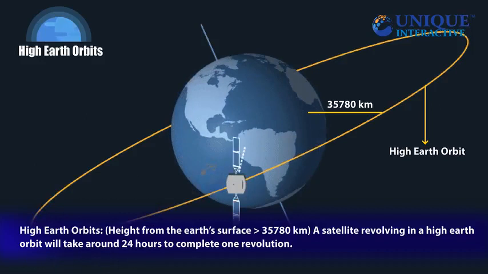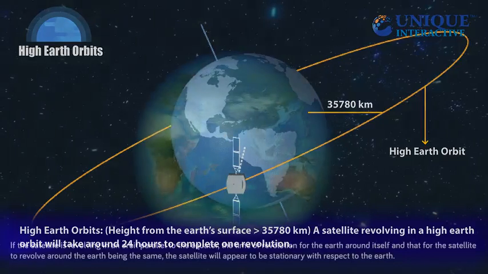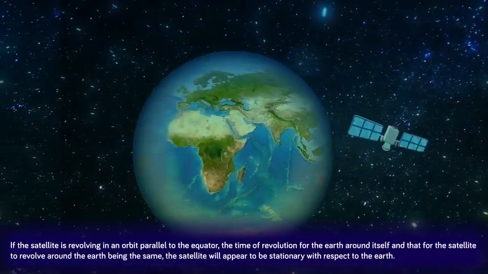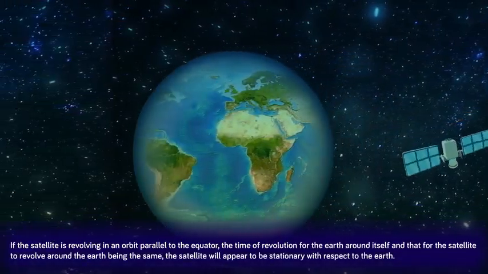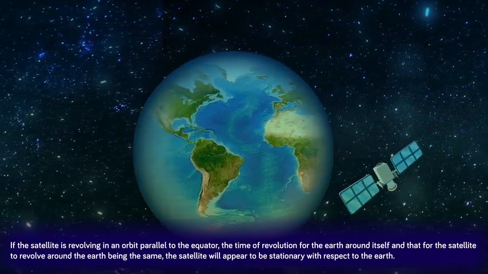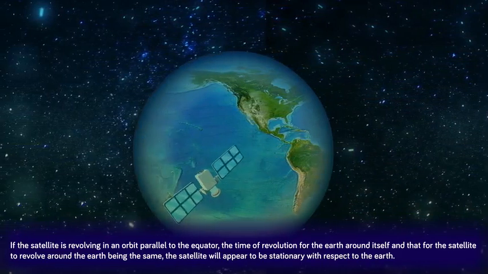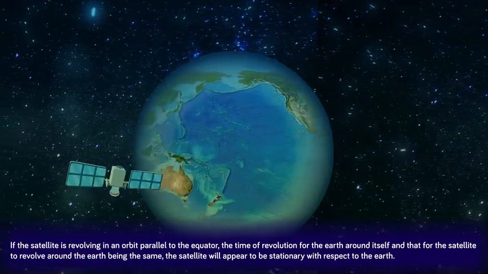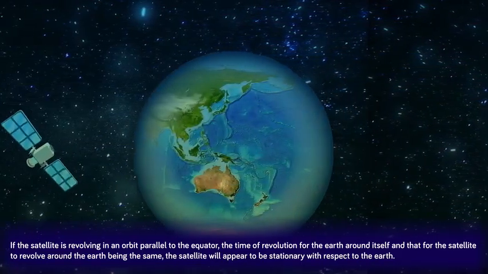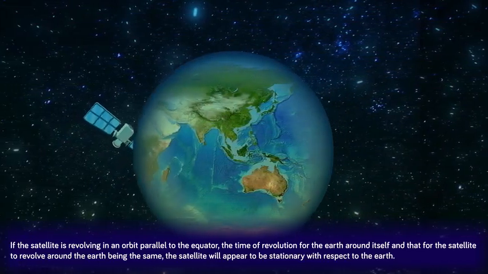A satellite revolving in a high Earth orbit will take around 24 hours to complete one revolution. If the satellite is revolving in an orbit parallel to the equator, the time of revolution for the Earth around itself and that for the satellite to revolve around the Earth being the same, the satellite will appear to be stationary with respect to the Earth.